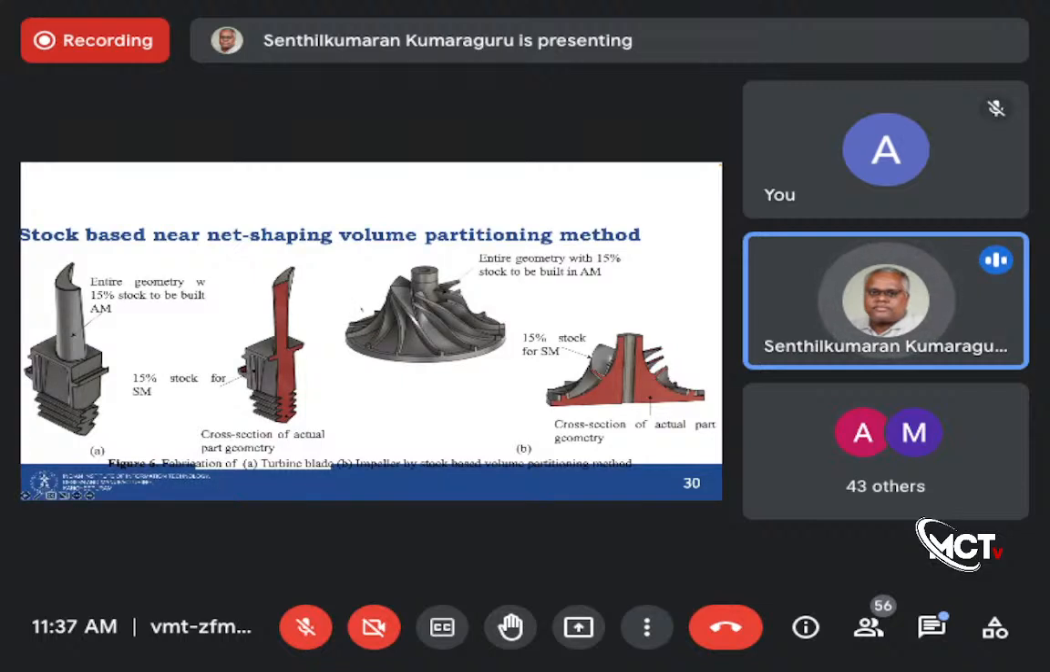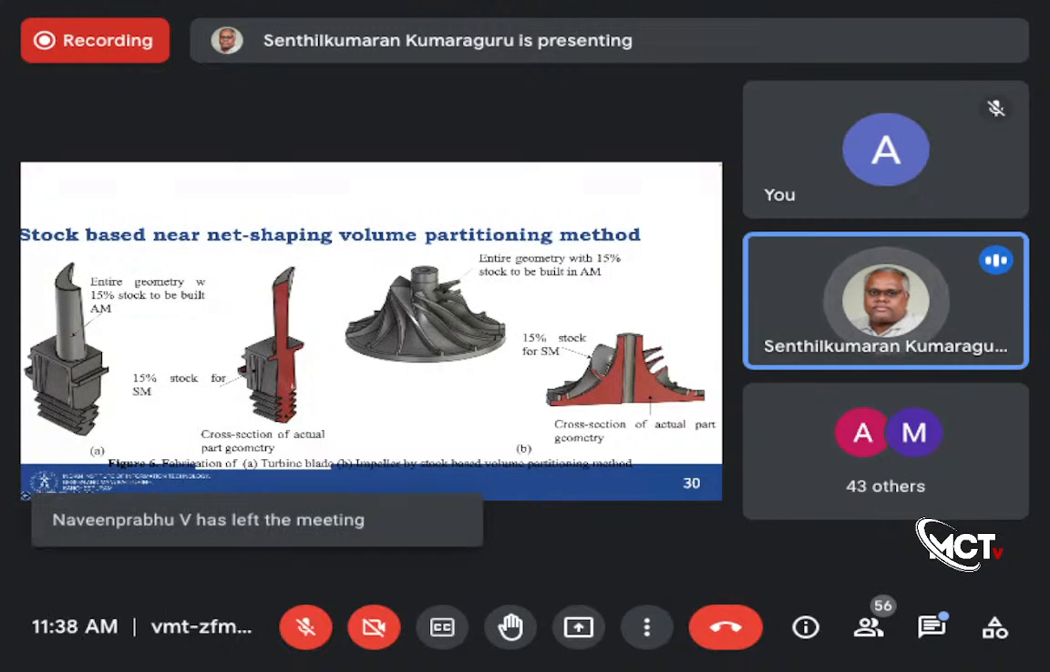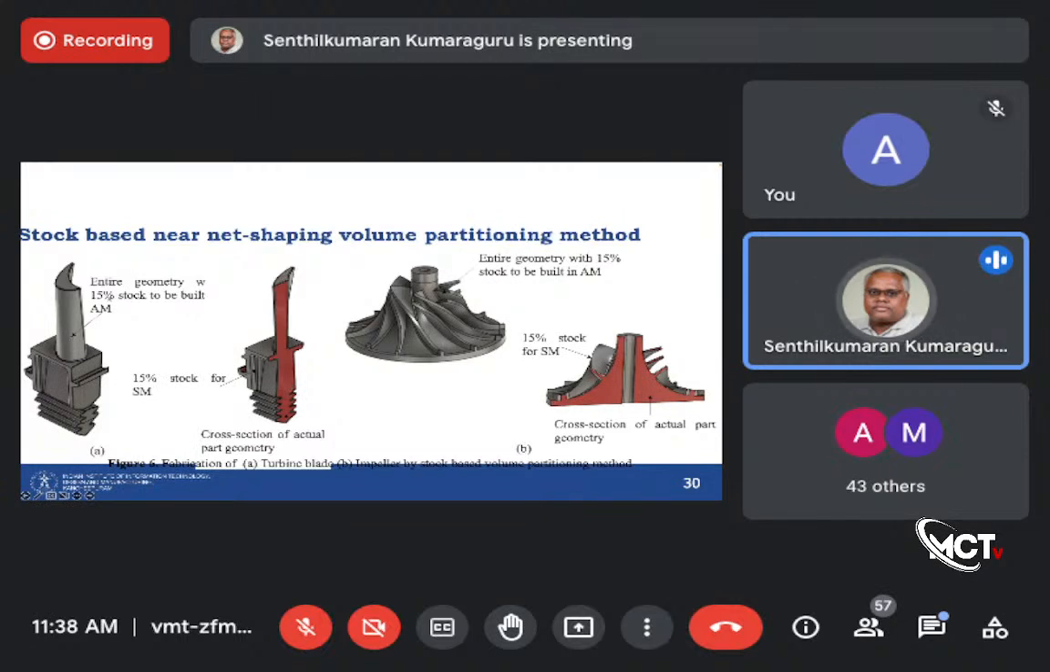So this is the second partitioning strategy. The first partitioning is a feature-based one. Here, as I said, in stock-based shaping, this is the entire geometry, right? So what we have done is we have added, the gray one you see here, or the maroon, or I'll say the brown one that you see here is the actual part geometry, which is to be produced in CNC, but we have added 15% stock to it for subtractive manufacturing. So that 15% stock, plus the actual part volume, should be built in AM as a stock material. This stock will be taken to machine to remove all the other materials. Like that, only 15% material is a machining allowance that has been provided.